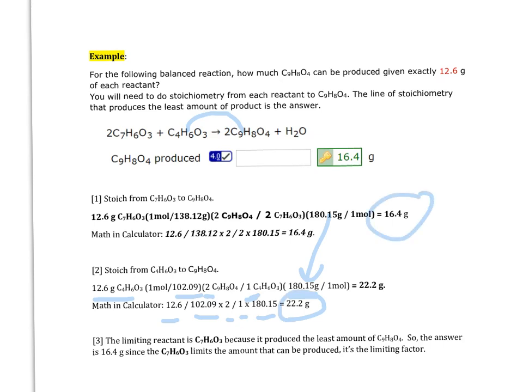So now we compare these numbers. The least one, in this game a little bit like golf, will win. And so we put the 16.4 in there. We started with 3 sig figs, so we'll end with 3 sig figs.